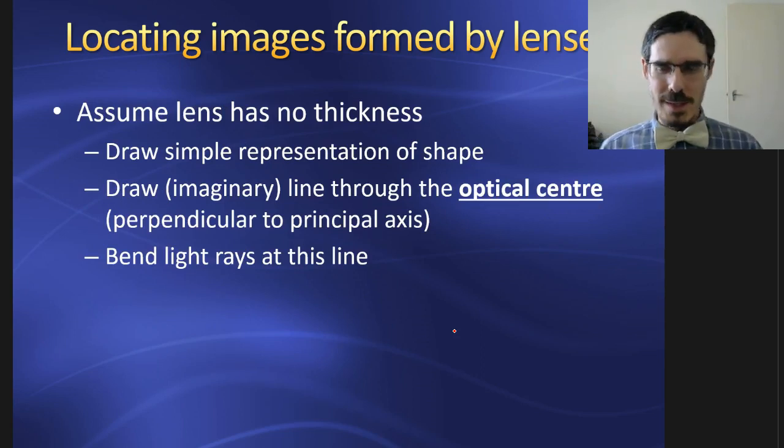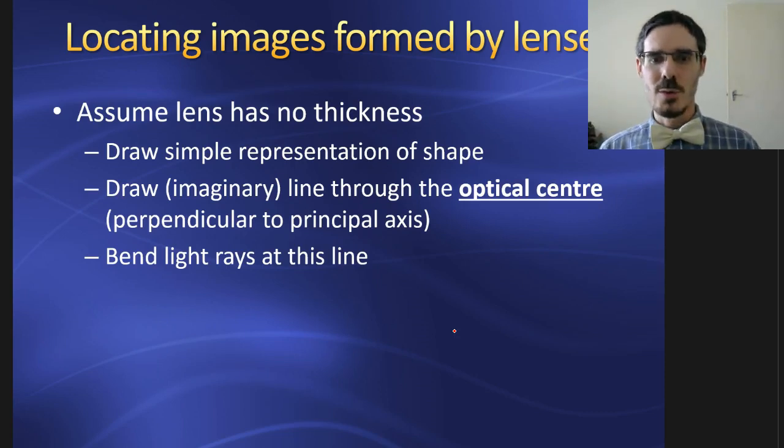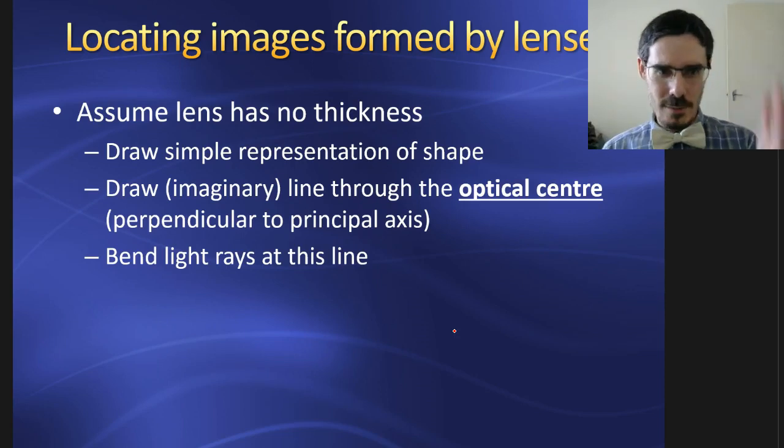When we draw these, it's like when we were doing ray diagrams with curved mirrors, when we didn't have a compass to draw it. We're just going to draw a simple representation of the lens shape. We're just going to draw an imaginary line vertically through the optical centre of the lens and bend the light rays at that centre line, rather than worrying about the exact shape of the lens.